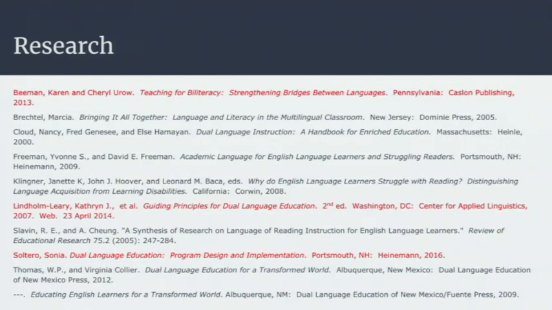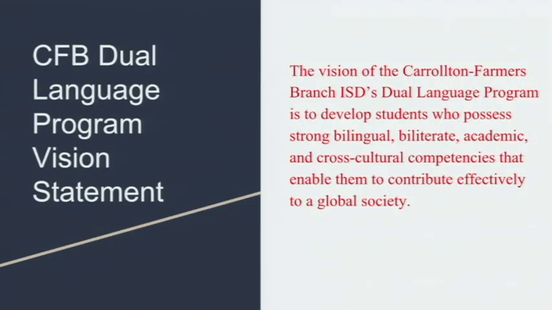each meeting were spent studying, discussing, and debating current research on dual language education. The research listed on the screen are a few of the pieces that were considered. Those in red serve as primary texts as they contain the most recent thoughts on dual language education. This research was utilized to frame a vision statement for the work that was before us.